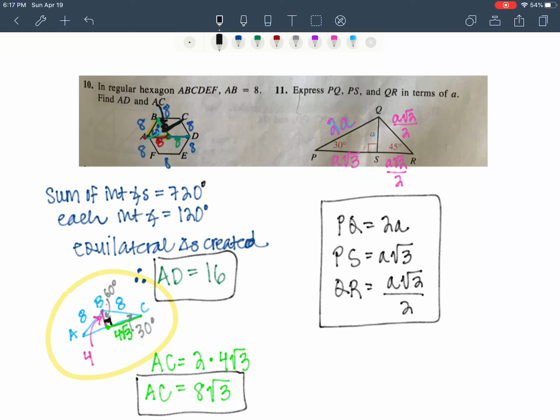And then on number 11, this is just great work right here. I love this picture. So that should tell you something right there. This right here is your answer in terms of a, PQ, PS, and QR. Not something bad to know.